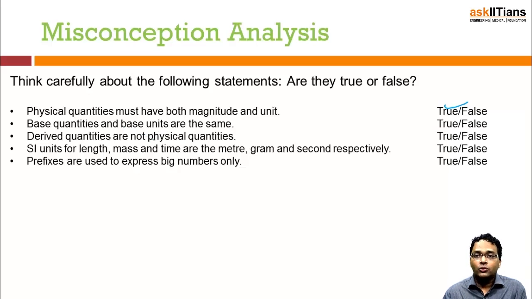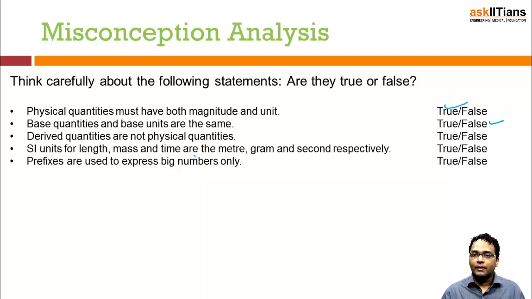Base quantities and base units are the same. No. Base quantities are the length, mass and time. Units are meter, kilogram, second. So they are not the same. Derived units are not physical quantities. Again, they are physical quantities, but they have been derived. They are not the base quantities because they are not the prime quantities.